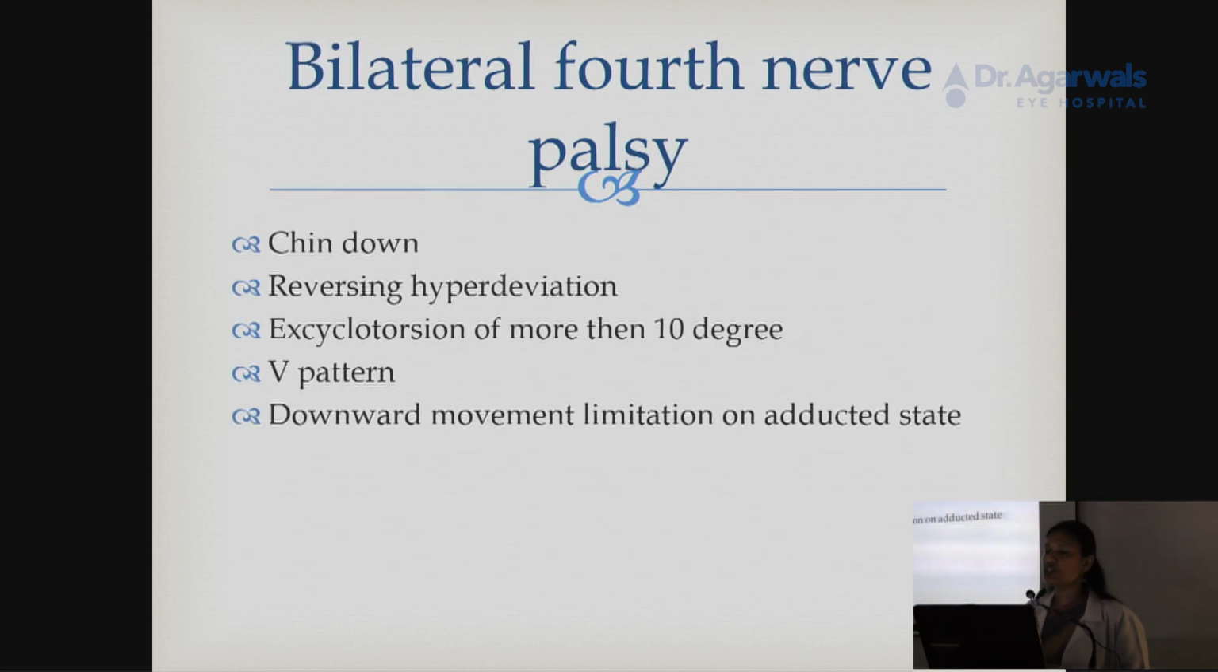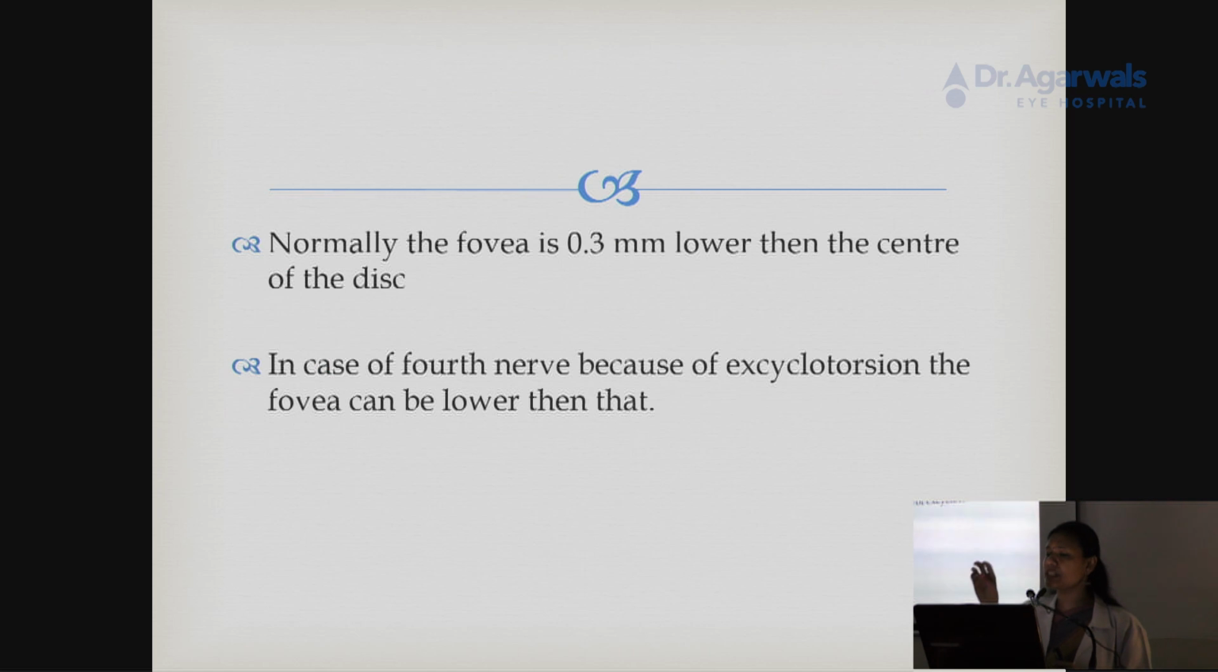So what are the special features of a bilateral fourth nerve palsy? The patient will have a chin down head posture, reversing hyperdeviation. There will be an R over L on levoversion, and there will be an L over R on dextroversion. X cyclotorsion of more than 10 degrees. There could be a V pattern and downward movement limitation on adducted state. So normally the fovea is 0.3 mm lower than the center of the disc. In cases of fourth nerve palsy, because of the X cyclotorsion, it can be much lower.